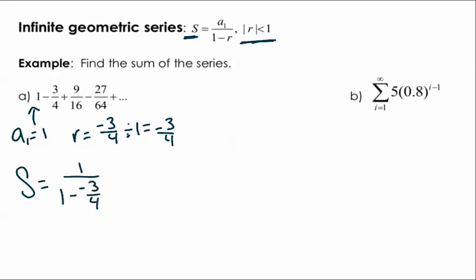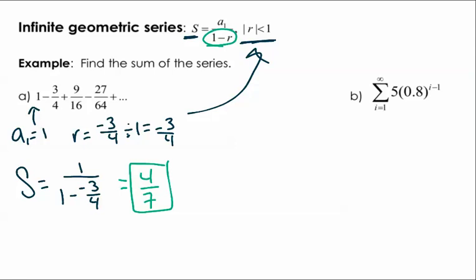The absolute value of negative 3/4 is positive 3/4, which definitely satisfies that condition, but we're not using the absolute value in our equation. We're just using r in our equation. So go ahead and type that into your calculator. 1 divided by basically 7/4, and that's going to end up being 4/7. So this series approaches 4/7.